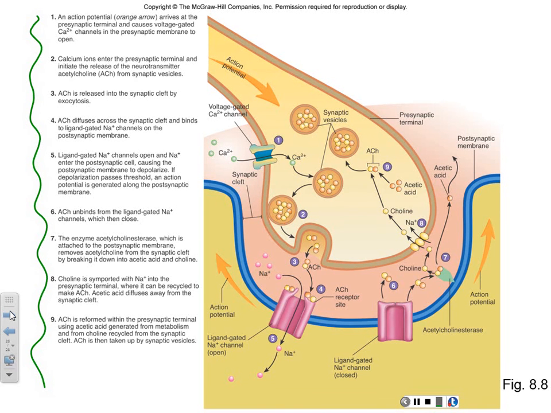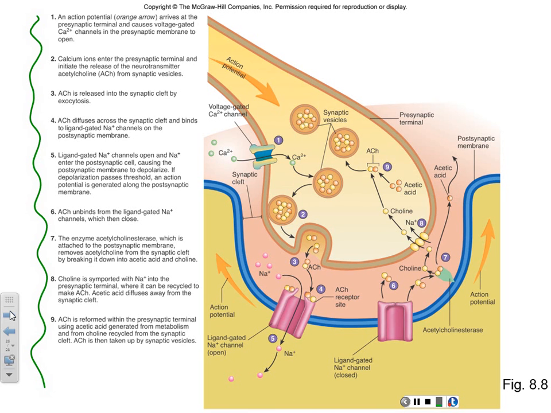We reach threshold, voila! We no longer need those ligand-gated channels, because at that point a whole bunch of voltage-gated sodium channels open up. So at that point they close, all right, and then we remove the acetylcholine from the receptor, from the ligand-gated channel. Then there's also another enzyme waiting on the motor end plate, acetylcholinesterase, and we break it down. We take the choline back in, we recycle it back in, all right, via a sodium symport.